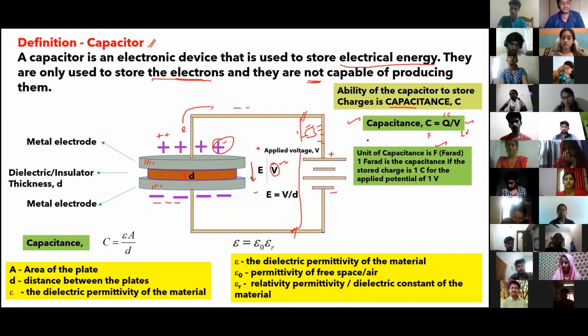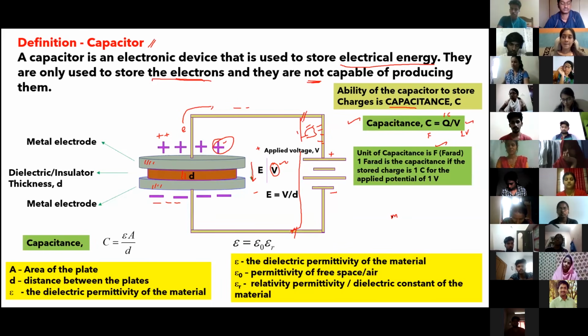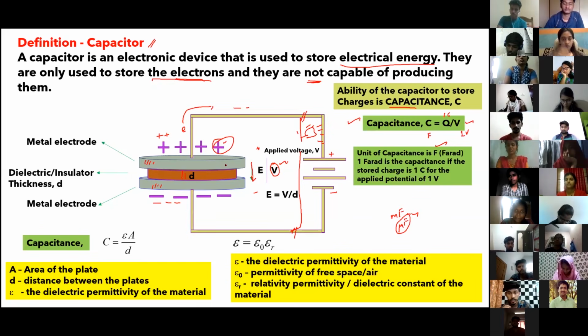Actually, the farad is quite a big unit. Normally, capacitors will have millifarads or microfarads. Microfarad is very common, normally used in very regular electronic circuits. So this is an electrical way of defining the capacitance.